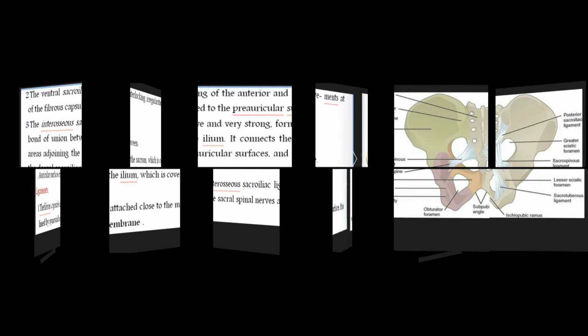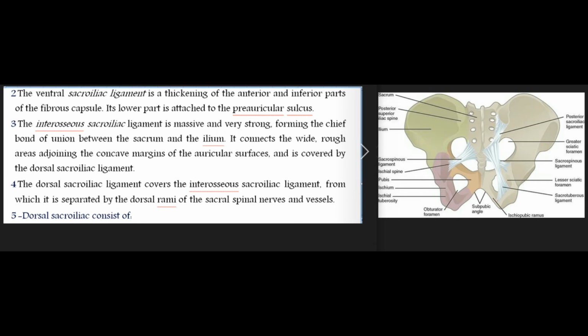2. The ventral sacroiliac ligament is a thickening of the anterior and inferior parts of the fibrous capsule. Its lower part is attached to the preauricular sulcus. 3. The interosseous sacroiliac ligament is massive and very strong, forming the chief bond of union between the sacrum and the ilium.